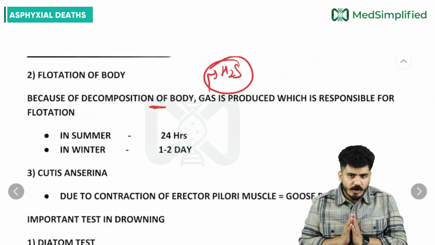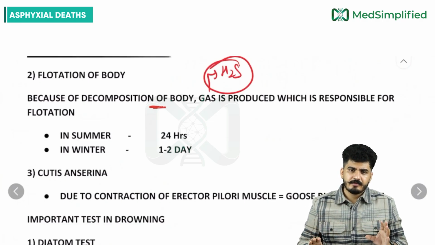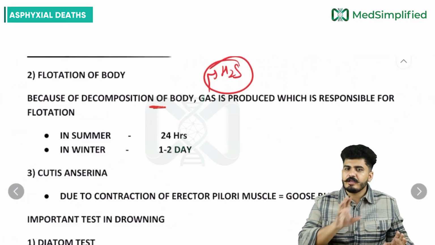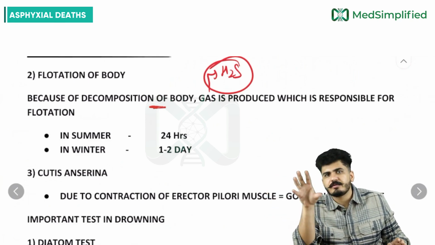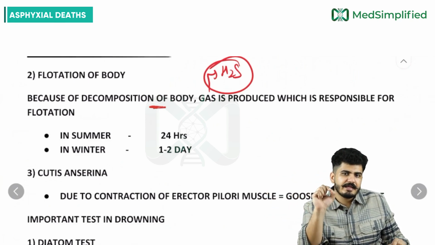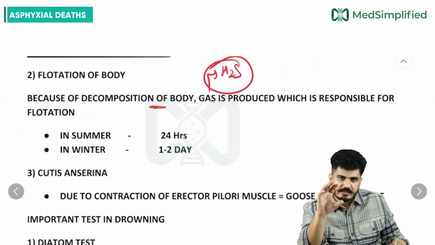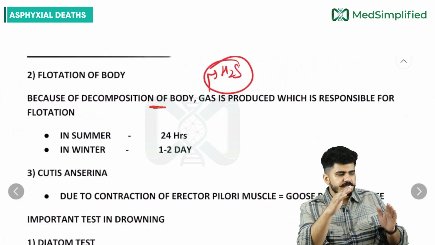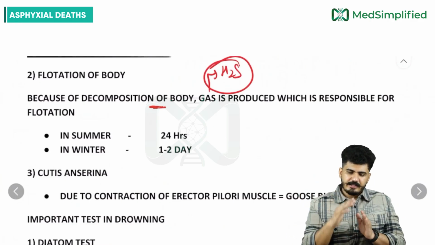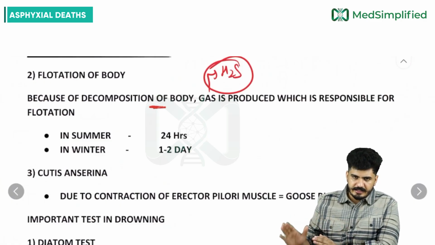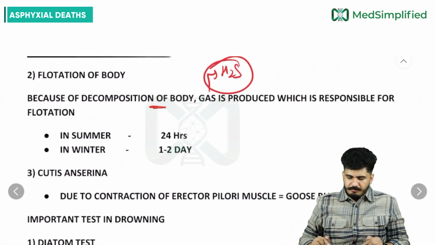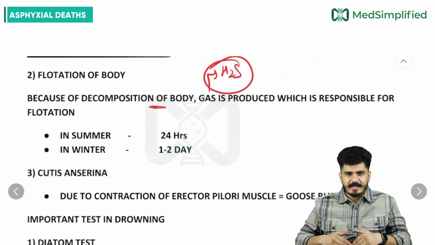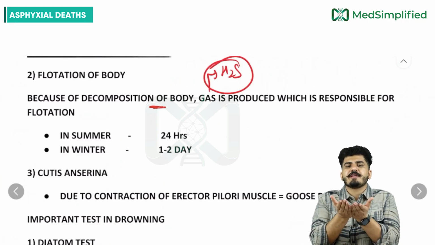Sir, in the hot environment, in the hot climate, what will happen? The biological reactions happen fast. If the biological reactions happen fast, what will happen, sir? There will be flotation, or you can say there will be the production of gases faster. If I compare the summer season and the winter season, in the summer, because there is already heat in the environment, the body will be decomposed fast, and the gases will be produced fast. That is why flotation is fast.